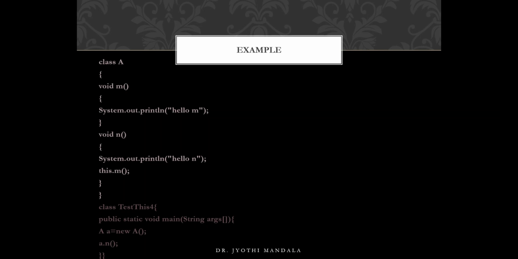To understand this one, you can see here an example. I have two methods, m method and n method. Both are in the same class, and from the n method I want to call the m method. Observe carefully. That can be done by using this dot m. If you are not writing this also, there is no problem. The compiler will automatically add this keyword. So that's why it is called an implicit call.